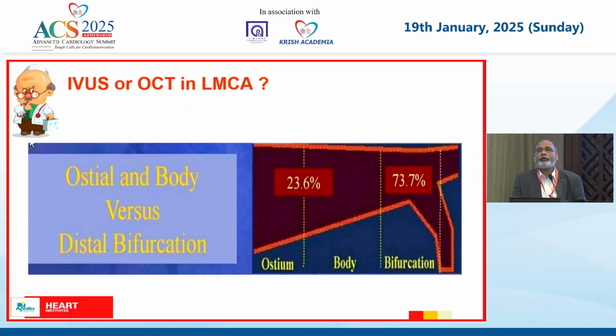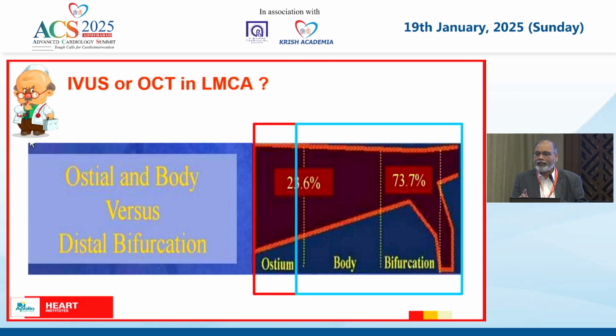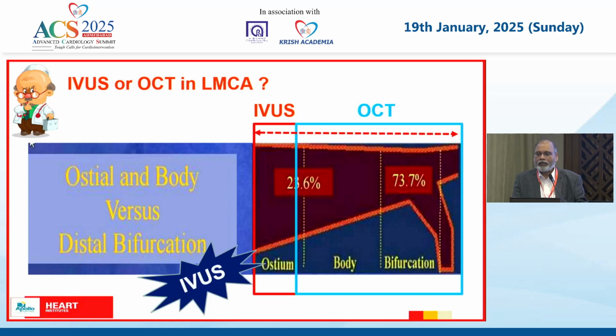Now, if you ask me, where do I use OCT and IVUS in LMCA? If it is an ostium, mandatorily you have to use an IVUS. If it is the body or the bifurcation, you can use either of them, because sometimes it is very difficult to image, because it's very peculiar. All LMCAs are not the same, so you have to be very careful about where to use which modality. But IVUS would be my choice for imaging in LMCAs.